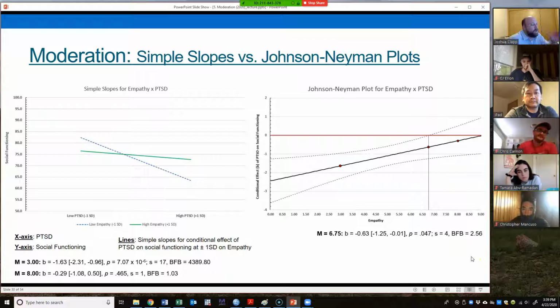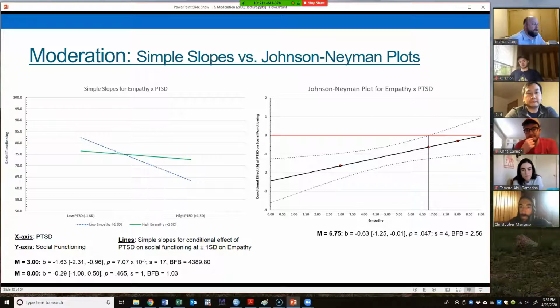So this is the effect in my data at which point I stop seeing evidence for a unique effect of PTSD on functioning. This is the point at empathy 6.75. This is the exact point, at least in these data, where I've stopped seeing an effect, if we're using p less than 0.05 as a criterion. What concern might I have with this?